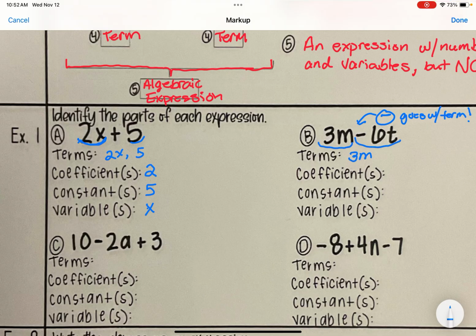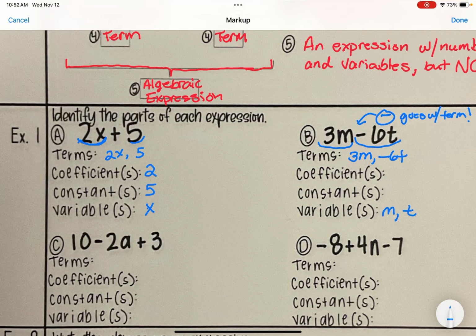So it's 3m and minus 6t. Okay, that's the whole term. I didn't put the plus over here on a because when a number's positive, we don't have to write the positive sign. Okay, so now let's look at that. I know my variables. I have two variables this time. I've got an m and I've got a t.